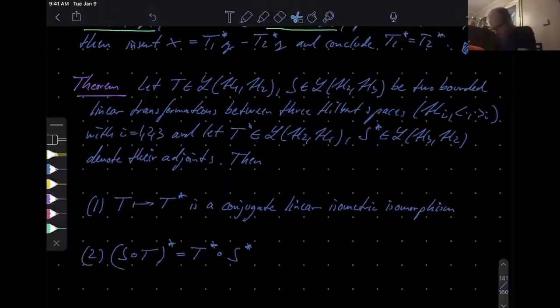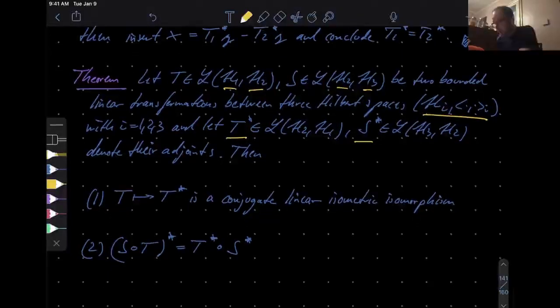If you have two bounded linear transformations, T and S, where T goes from space 1 to space 2, and S goes from space 2 to space 3, both bounded linear, and those three spaces are all Hilbert spaces with their own inner products, then you let T star and S star denote the corresponding adjoints. Then here's a bunch of properties. There will be 6 properties. So the first one: the mapping that assigns to each bounded linear transformation its adjoint is a conjugate linear isometric isomorphism.